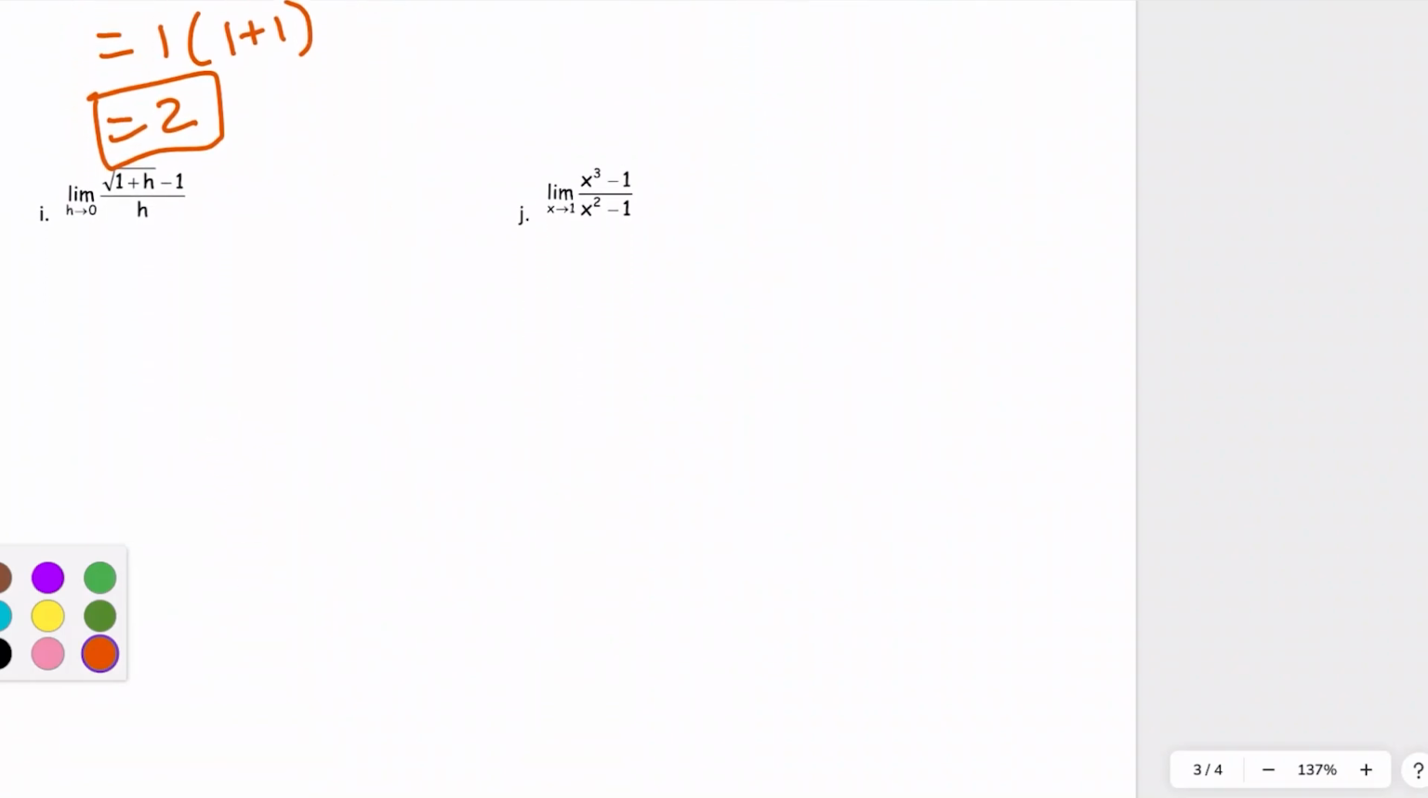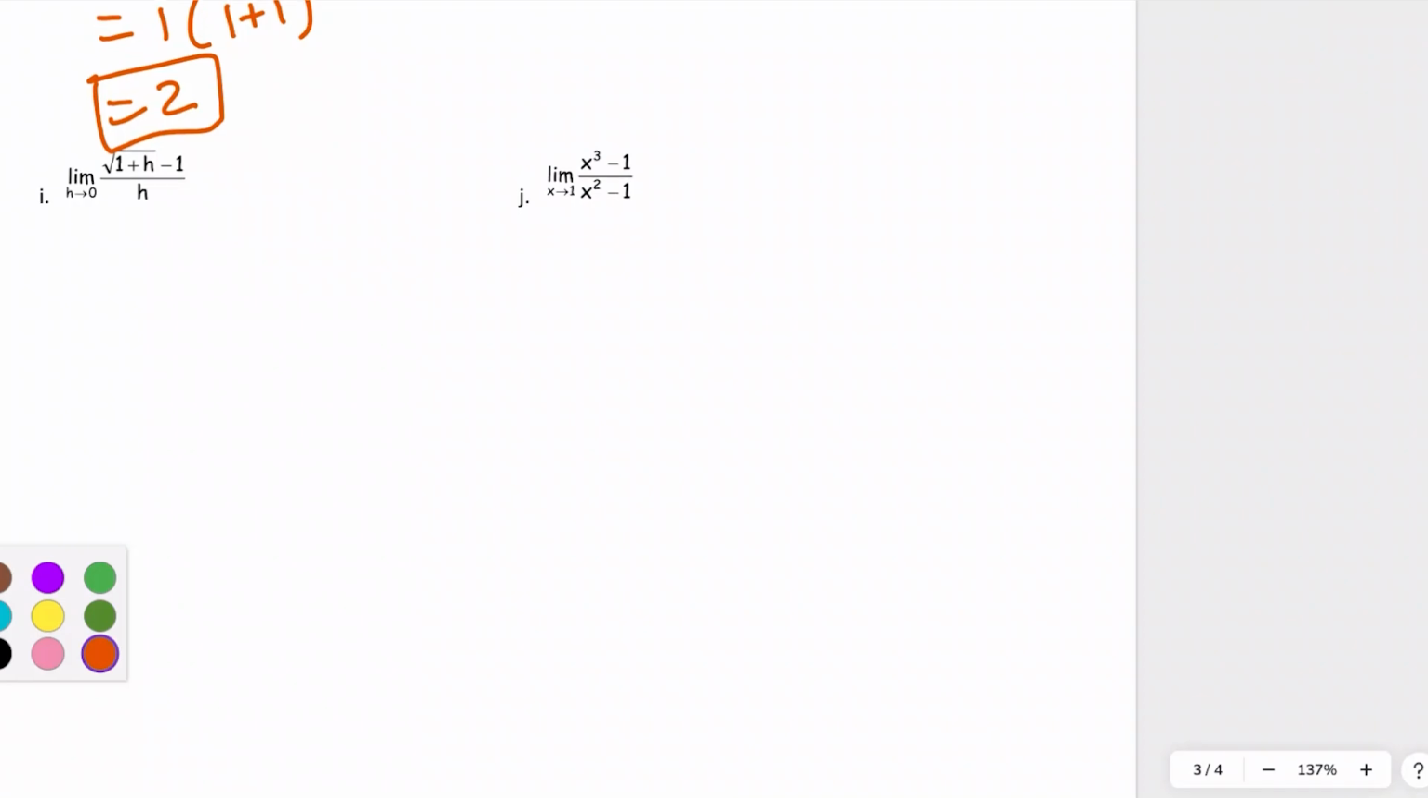Letter I. We want the limit as h goes to 0. And unfortunately, direct substitution is not going to work. But I do see that square root in there. So that's my indication I'm going to have to use the old conjugates. So I'm going to multiply this thing by the square root of 1 plus h plus 1 over the square root of 1 plus h plus 1.